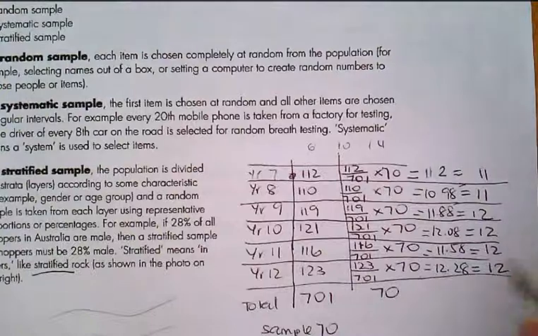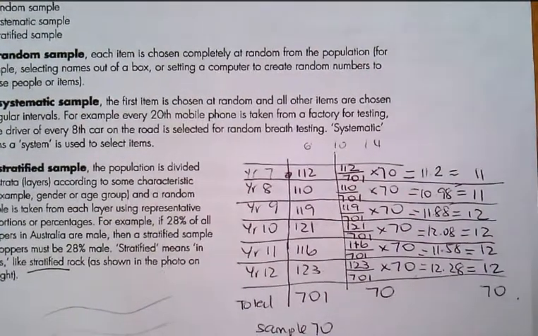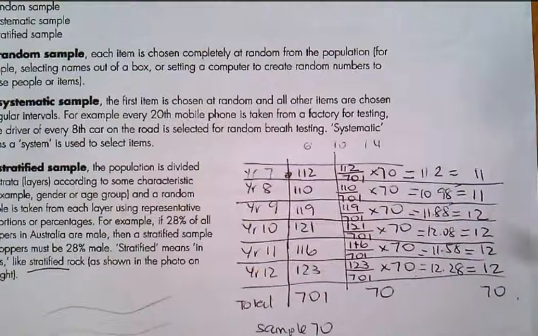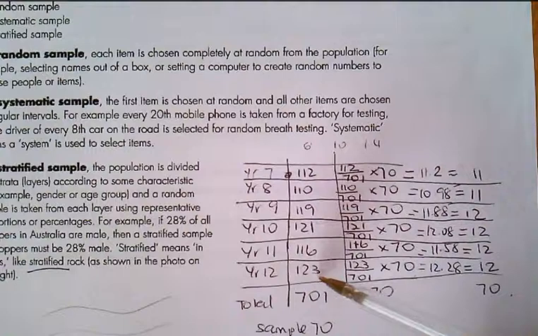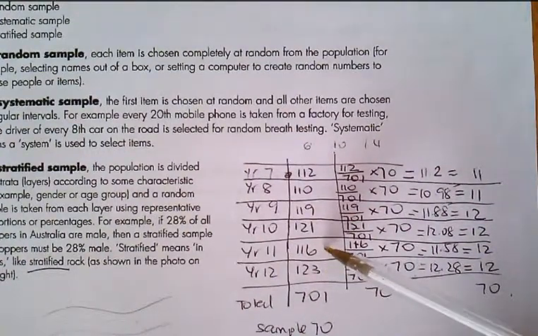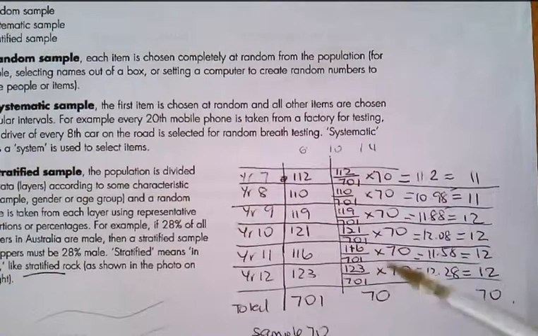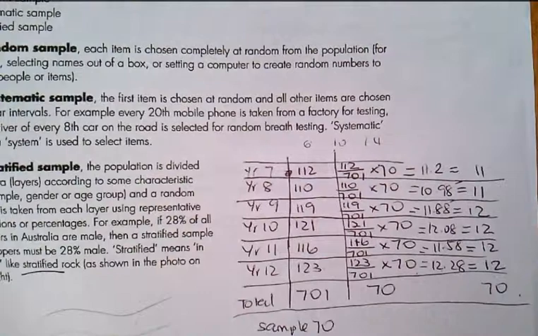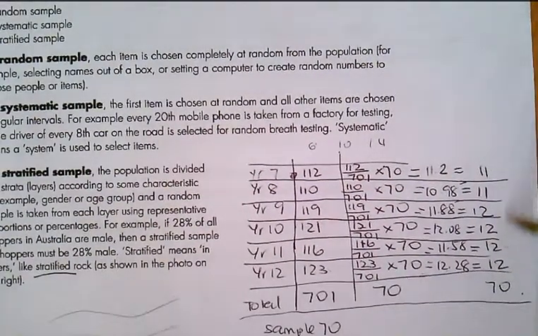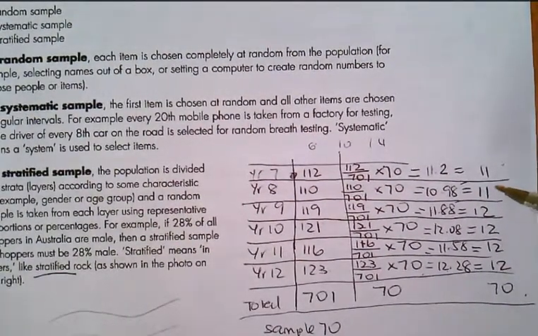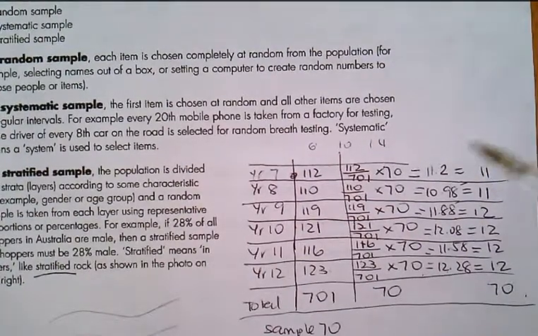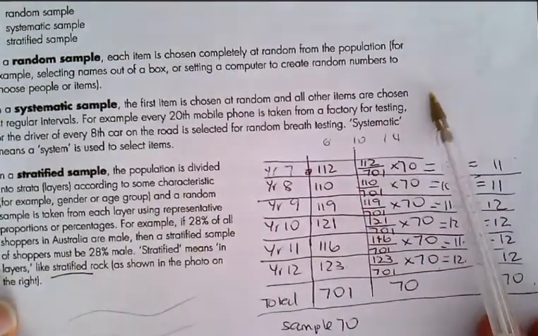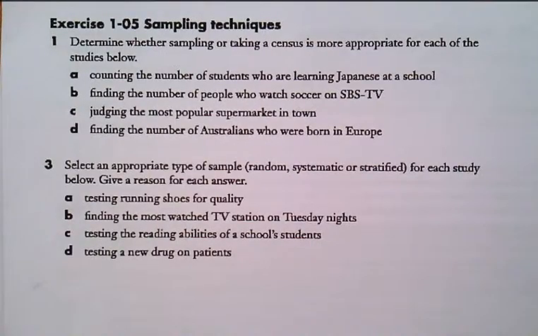If we add these all up, we can see that we do get 70. Okay, so we would have 11 students from year 7 and 8, but then 12 from each of year 9, 10, 11, 12. Look, there isn't much of a difference. There's only 1 student difference between the highest and the lowest here. But that's how you would create or choose your stratified sample. And then within, say, year 7, you would choose those 11 students, perhaps using a systematic sample or even a random sample. Okay? Exercise 105, we'll just work through these and then I'll just set you some homework.